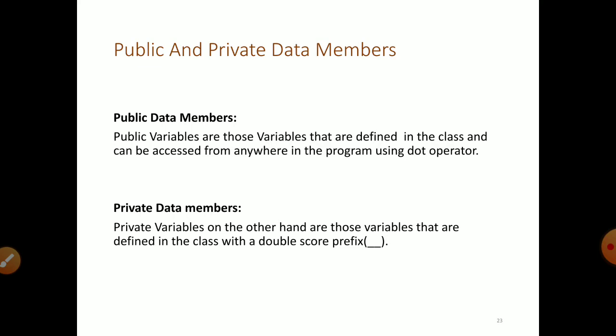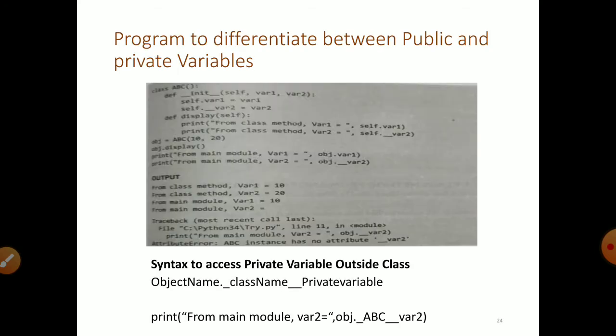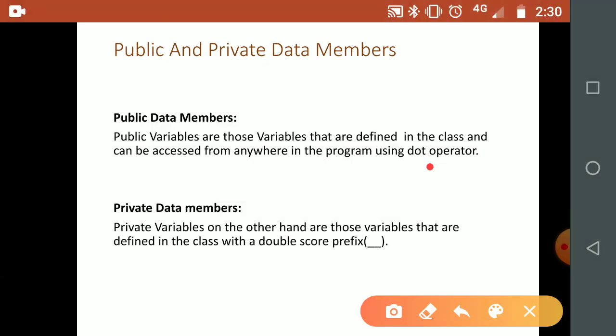And now, what is meant by private data members? Private variables are those variables that are defined in the class with a double underscore prefix. These variables can be accessed only from within the class and from nowhere outside the class. Okay, so we'll see an example of these public and private variables. This example differentiates the meaning of public and private data members.